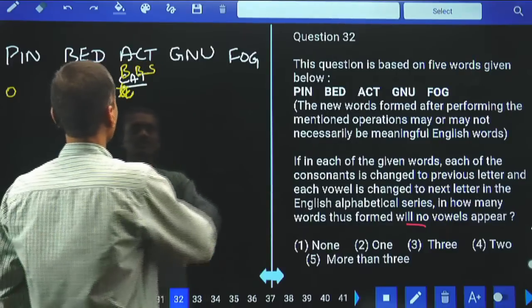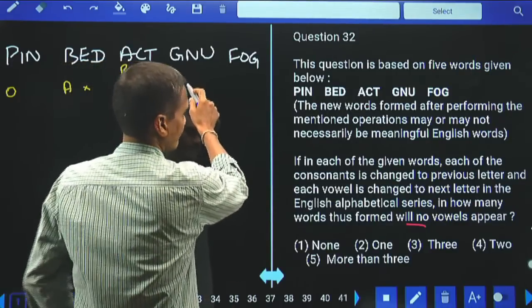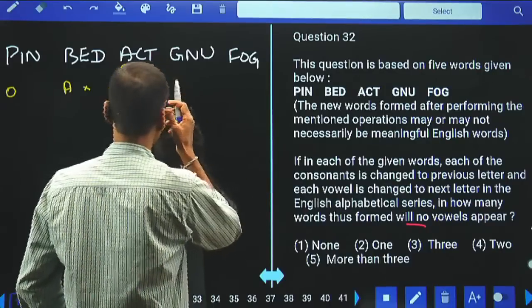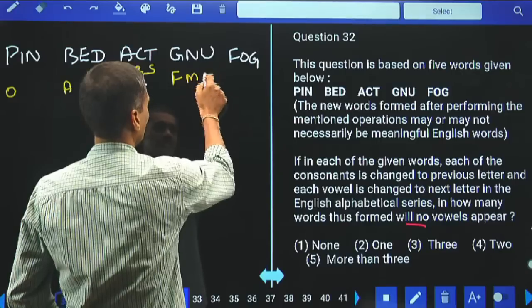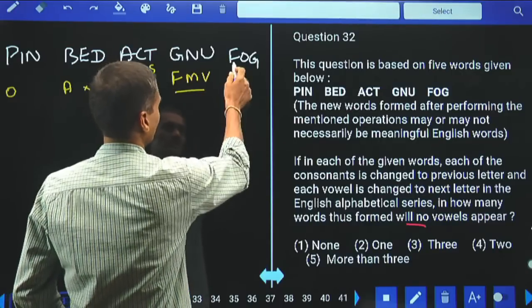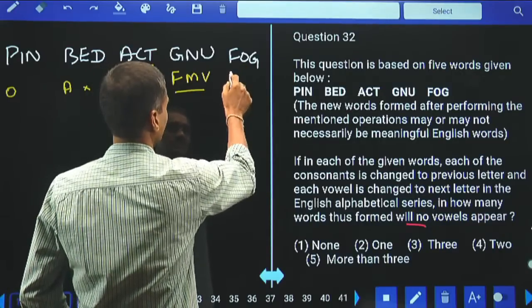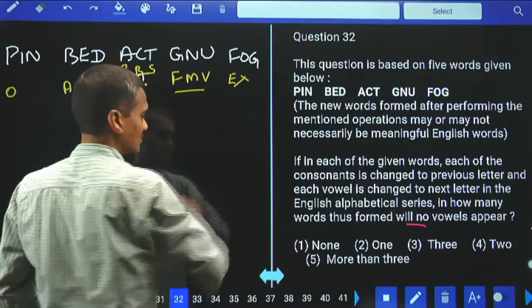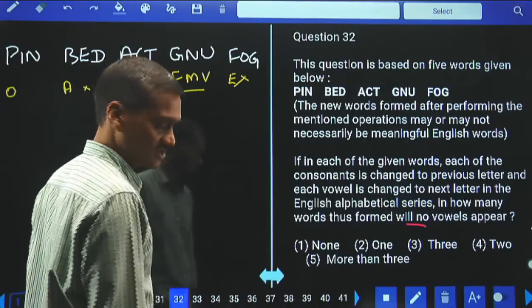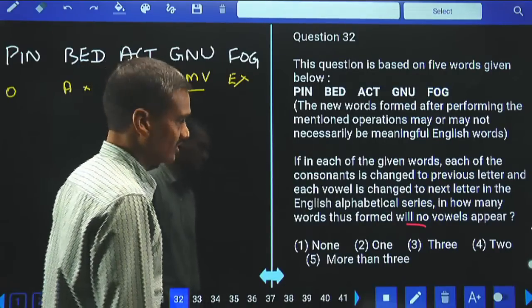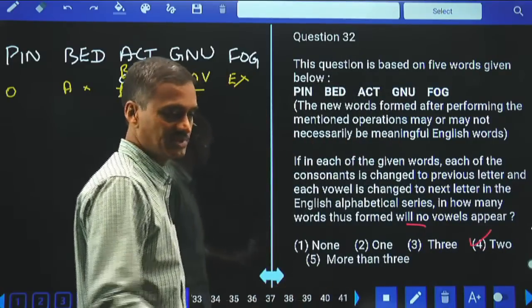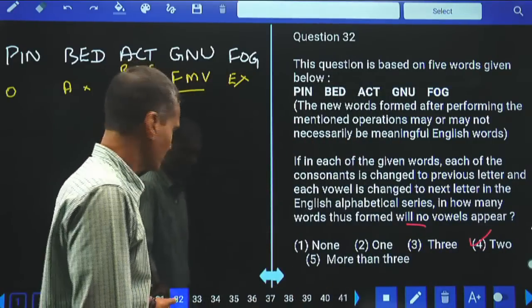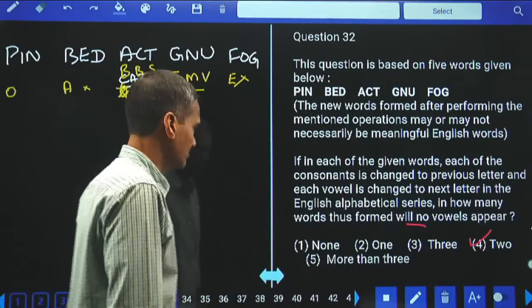Then in this one, consonant minus 1. G minus 1 is F, N minus 1 is M, and U plus 1 is V, FMV. Here, F minus 1 is E. E is a vowel, no need. Hence, how many words do we have? There are 2 words of that category. Hence, 2 words, choice 4 is the answer. There are 2 words wherein no vowel is present at all. And this is about question number 32.